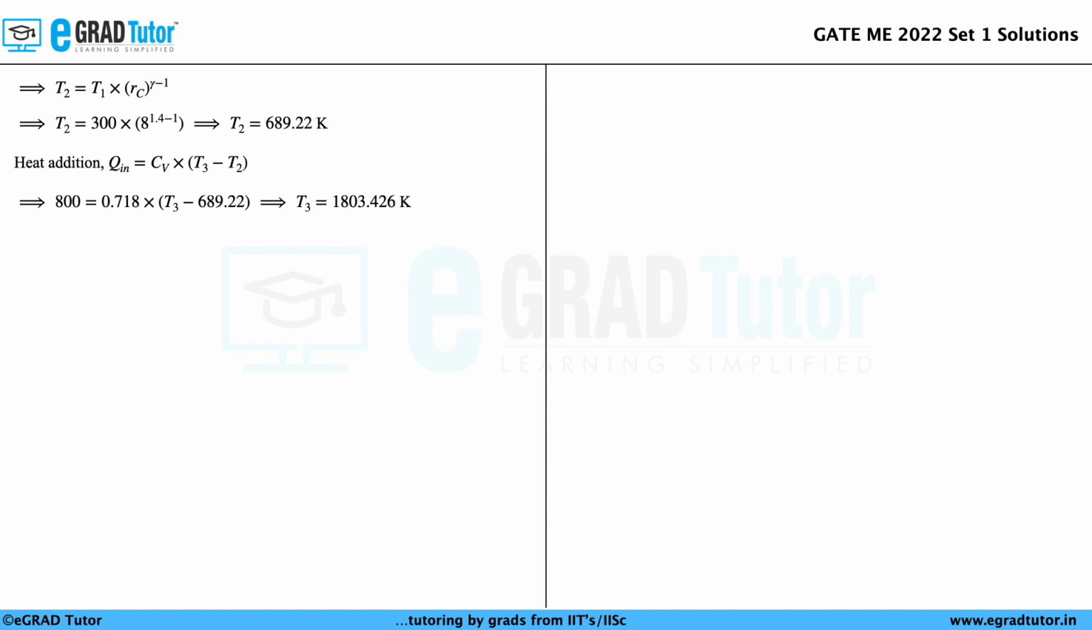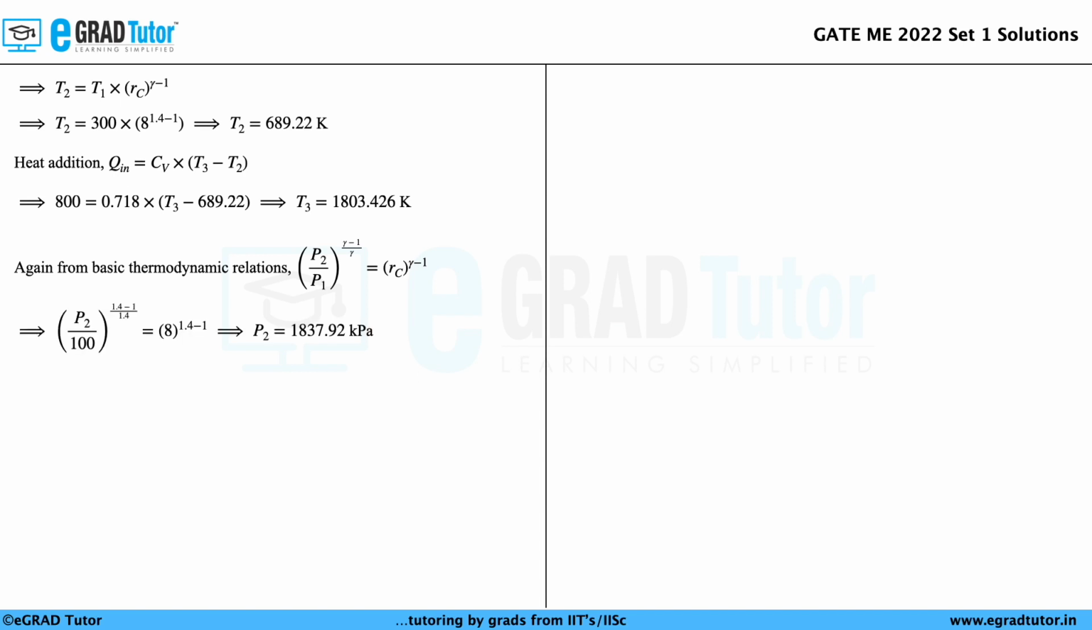Again, from the basic thermodynamic relations, we have P2 by P1 to the power gamma minus 1 by gamma is equal to Rc to the power gamma minus 1. Substituting the corresponding values, we have P2 equal to 1837.92 kPa.